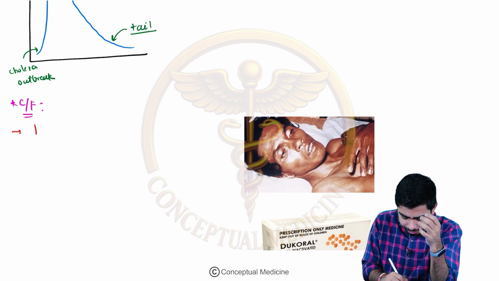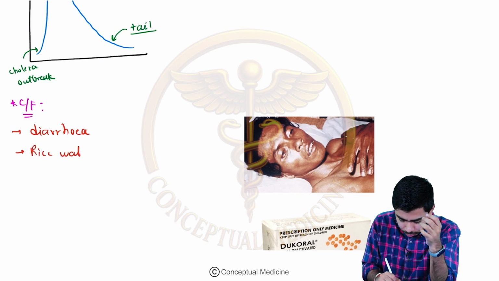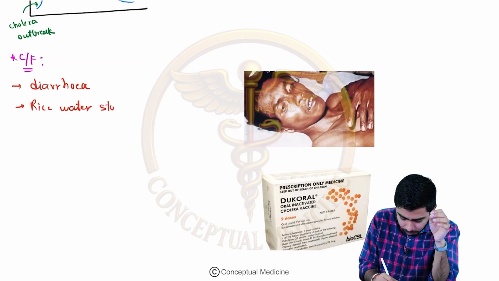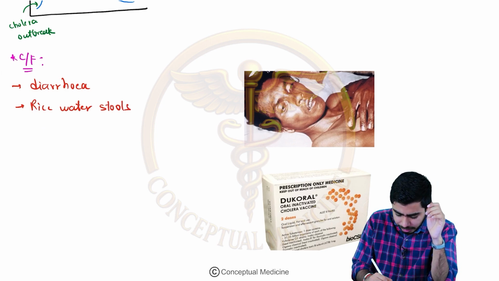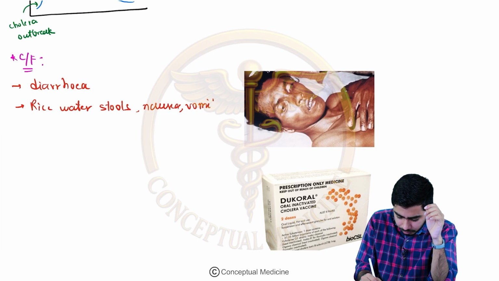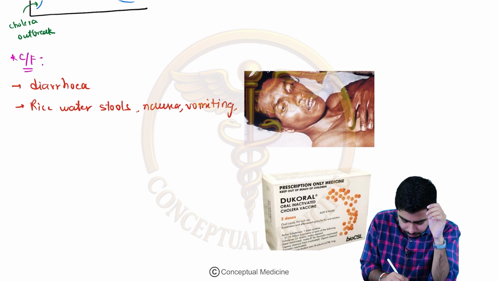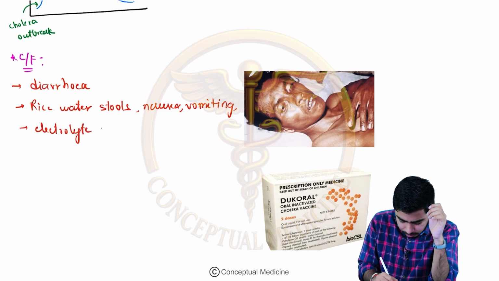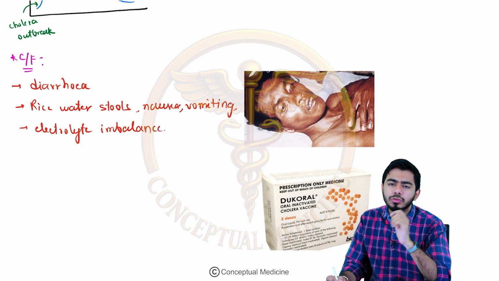With that, diarrhea is very prominent, right? Here we are talking about a very crucial term, rice water stools. There might be nausea, there might be vomiting, right? There might be severe electrolyte imbalance because of the diarrhea and the vomiting part. So that is the thing.